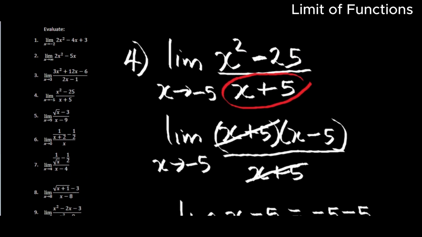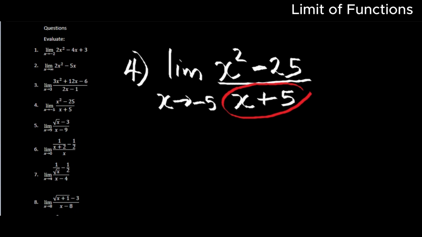Okay, now let's try the differentiation, taking the derivative. I will show you right away. Now if I have to take the derivative of the numerator and denominator, this becomes limit of 2x as x tends to minus 5. Yeah, I'm pretty sure you are wondering what happened.